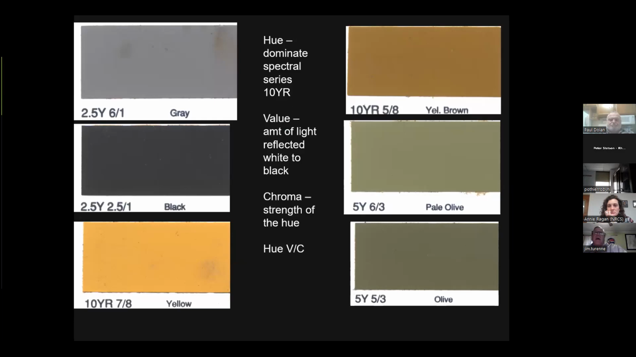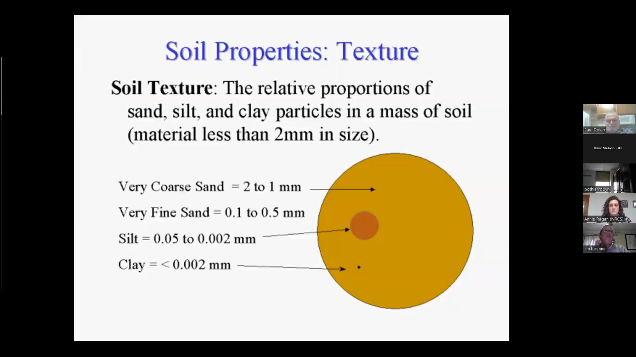And if I say soil has a 5Y 6/3, what is the value of that? You would say the value is the 6, the chroma is the 3, and the 5Y is the hue. I think everybody should have color books. If not, let us know.